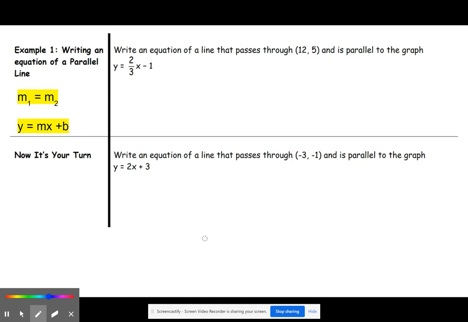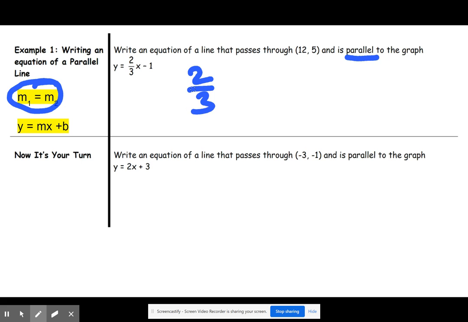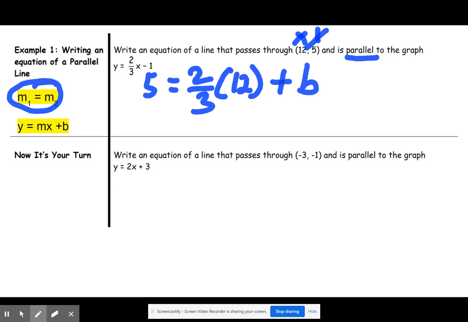So let me show it to you in a very quick and precise method. First off, we know that our slopes are the same because they say they're parallel. So I'm just going to put my slope, 2/3. And then I'm going to plug in my x value and my y value. My y value is 5. 5 equals 2/3 times 12. And then we're just going to have to solve for the b. You take that out and you end up with y equals 2/3 x - 3.